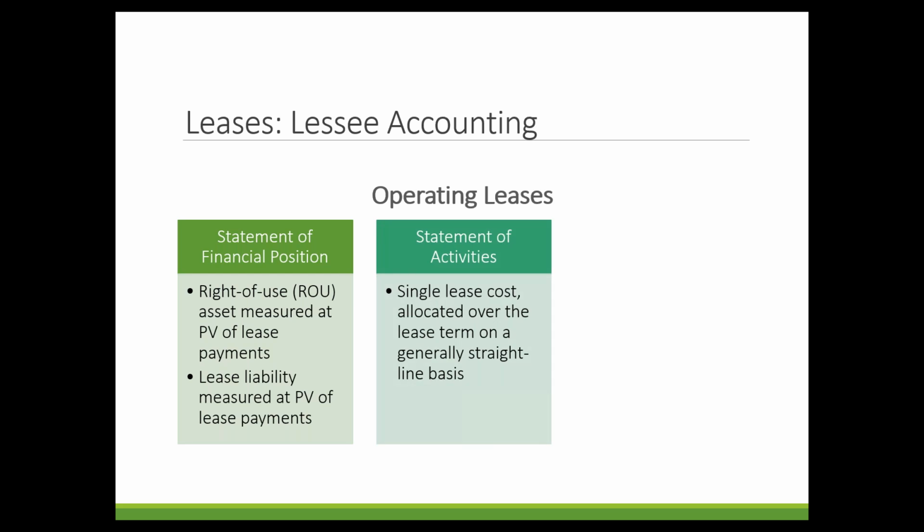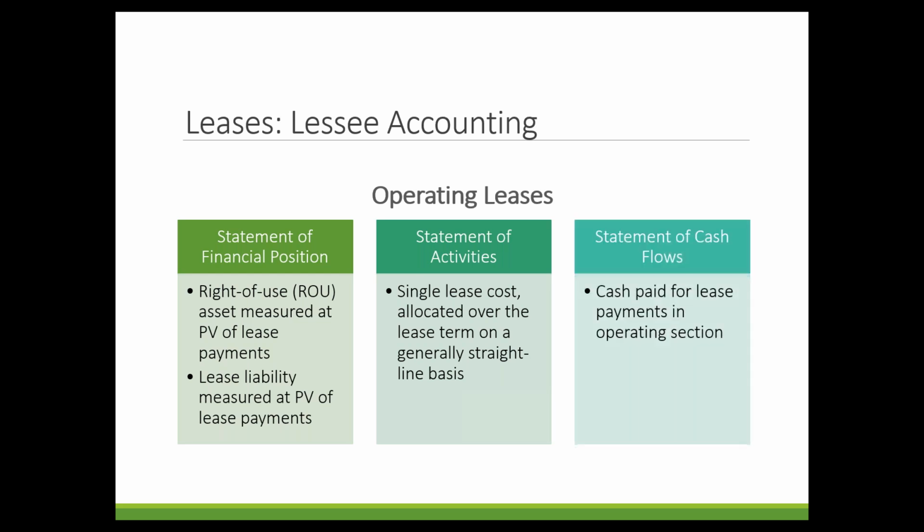The difference comes in on the statement of activities. There's only going to be a single lease cost, and it's allocated over the lease term on a generally straight line basis. And similarly, there's only going to be one line on your statement of cash flows, and it's the cash paid for lease payments, and it's going to go in the operating section.